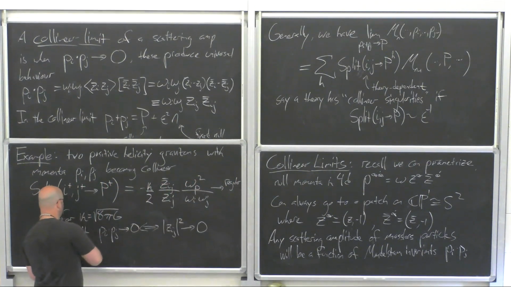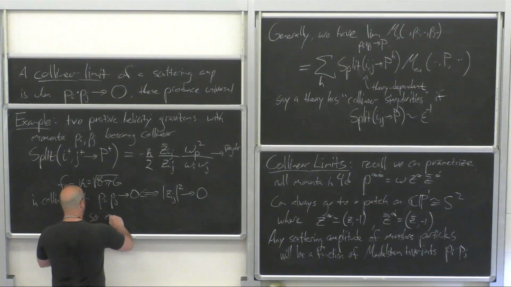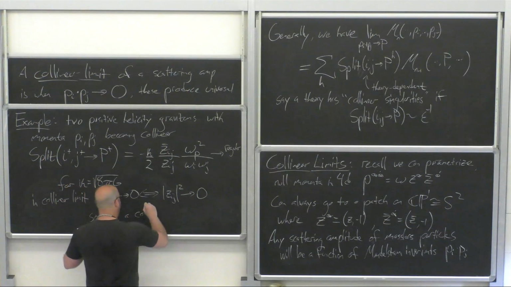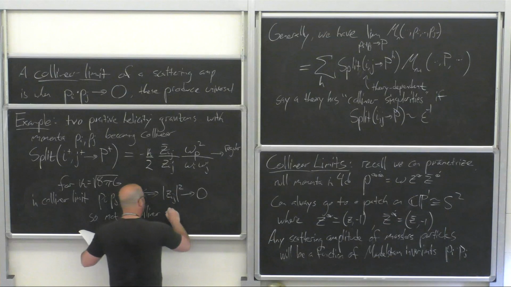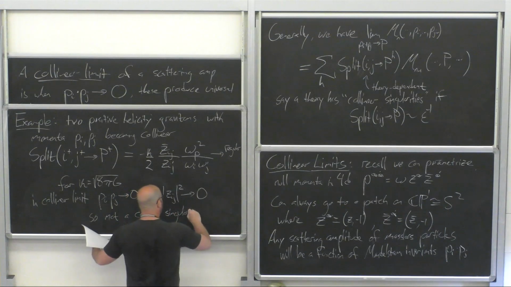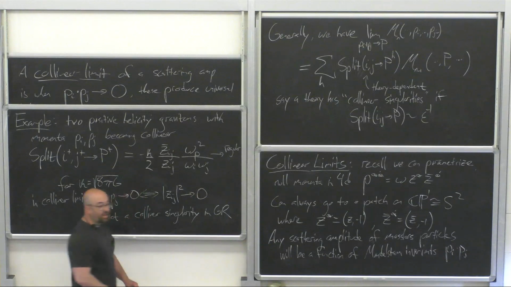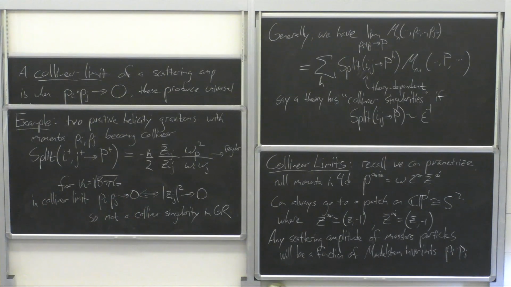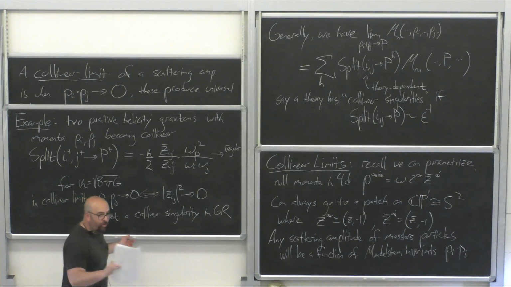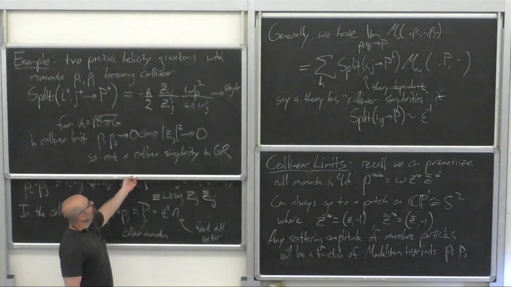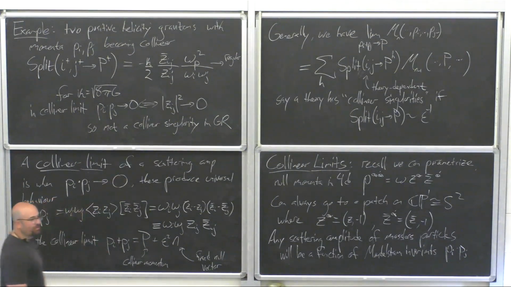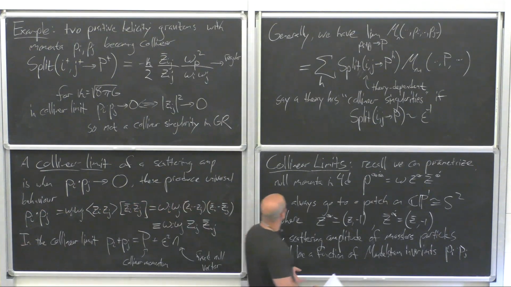So this isn't actually a collinear singularity in GR. It's something completely regular for Lorentzian real momenta. But what is our favorite thing to do when we wake up in the morning? To consider complexified momenta, right? And in that case, you can produce a singularity here.